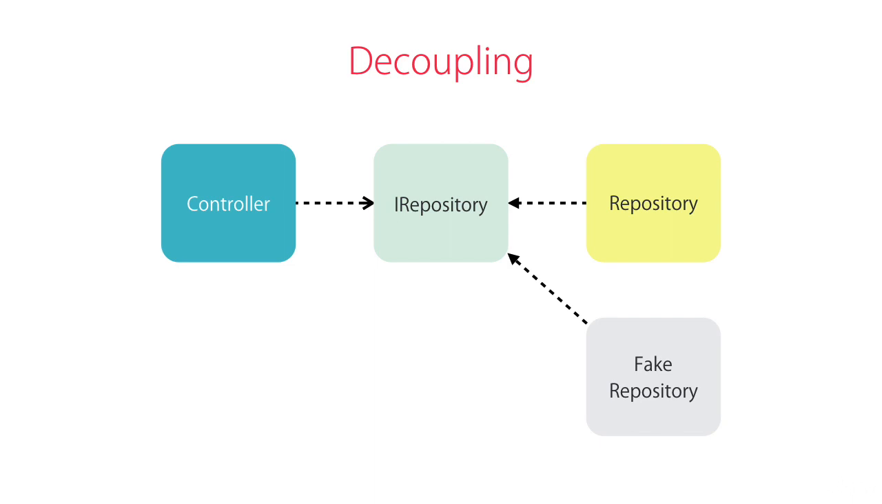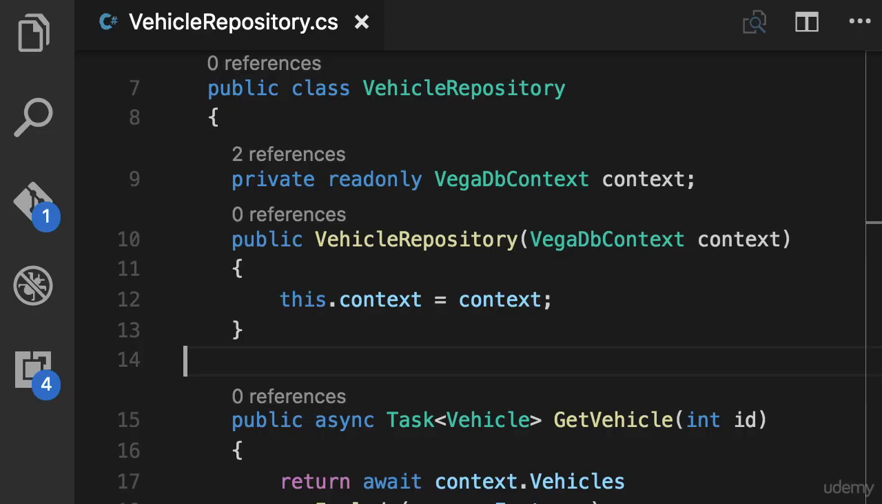This fake repository is not going to use any framework to get data from a database, because in our unit tests, we don't want to be dependent on external resources like file system, database, web services, and so on. We want to work only with objects in memory. So here I need to extract an interface.